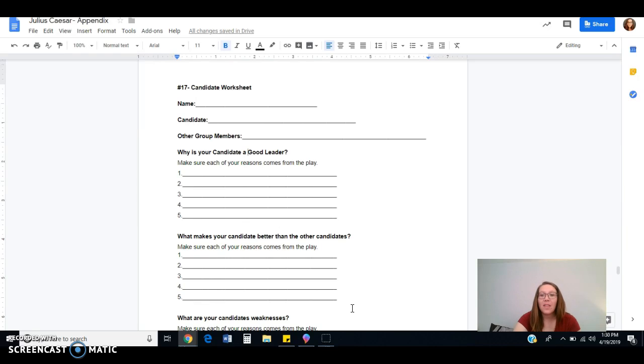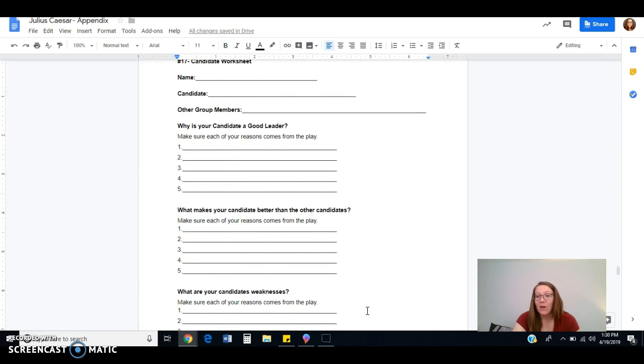Okay. And so this is where they really have to know the play in and out, and that's what I'll be assessing them on. Is how well and thorough they can fill out this in regards to their candidate, as well as what makes your candidate better than the other candidates. That's where they have to know the weaknesses in the other candidates, and that's also what I'm going to be assessing them on. So I think it's going to be really fun.